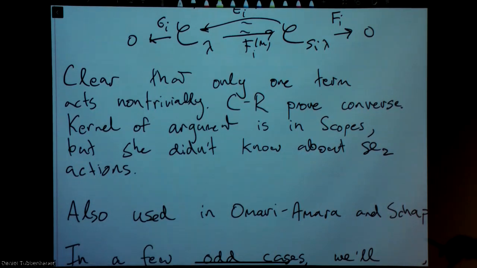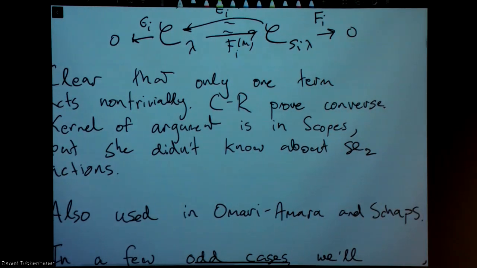Okay. So it's clear that one term acts non-trivially. Chuang and Rouquier proved the converse, and the way they prove the converse is that if you act on any weight space that's not the highest weight space, they actually show that there's a simple that goes to a shift of a simple. It's perverse, and the perversity tells you that it can't be T-exact.